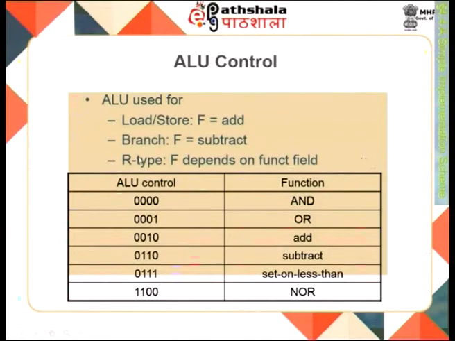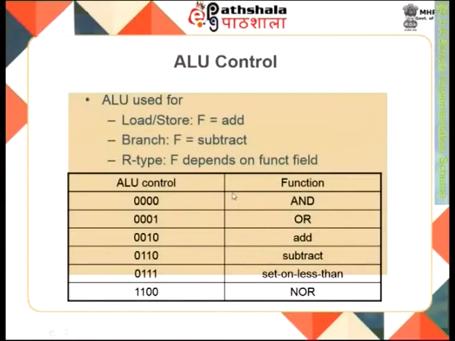So if it is a load or a store instruction, the effective address has to be calculated. In order to calculate the effective address, you will have to do an addition operation of the base address and the displacement component. On the other hand, if it is a branch instruction to be executed, the branch is branch if equal to or not equal to. So you have to compare the two contents of registers. So a subtraction operation has to happen there.